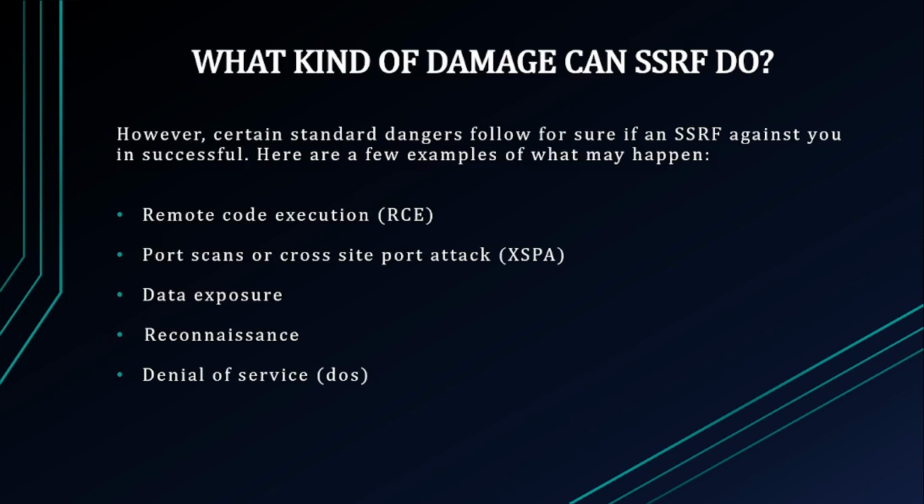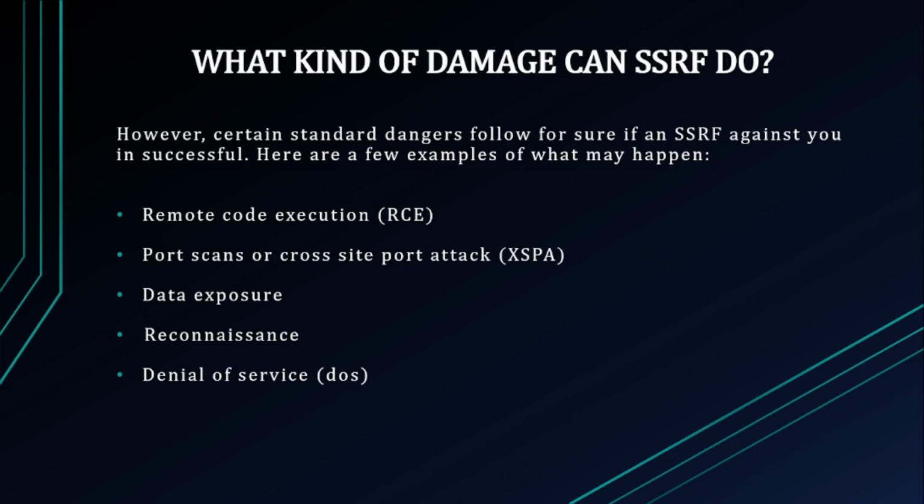One notable incident occurred with Capital One in 2019. A misconfigured web application firewall allowed an attacker to exploit an SSRF vulnerability, leading to the exposure of sensitive data from Amazon S3 buckets. However, certain standard dangers follow for sure if an SSRF against you is successful. Here are a few examples of what may happen.